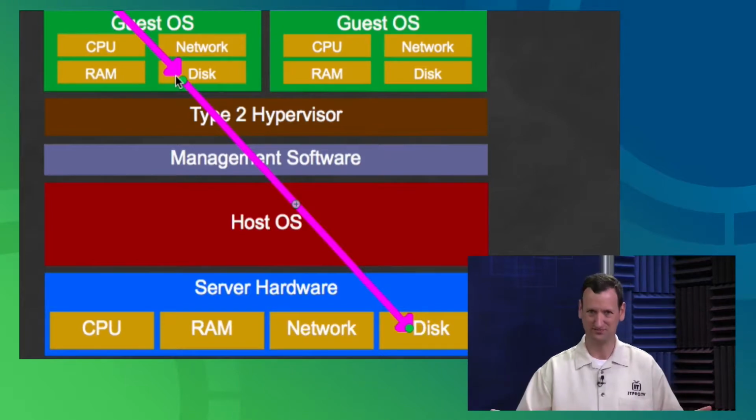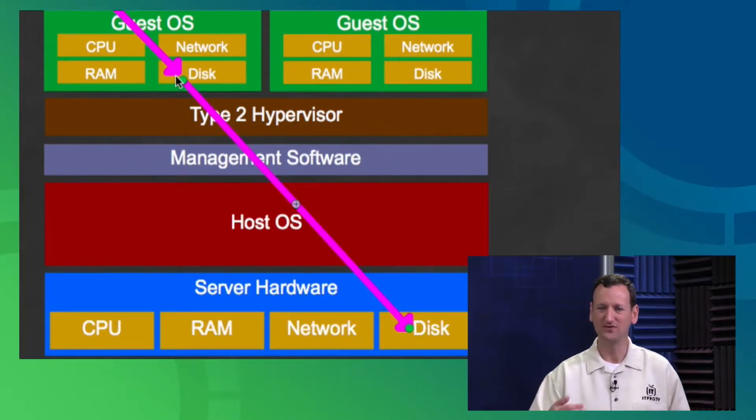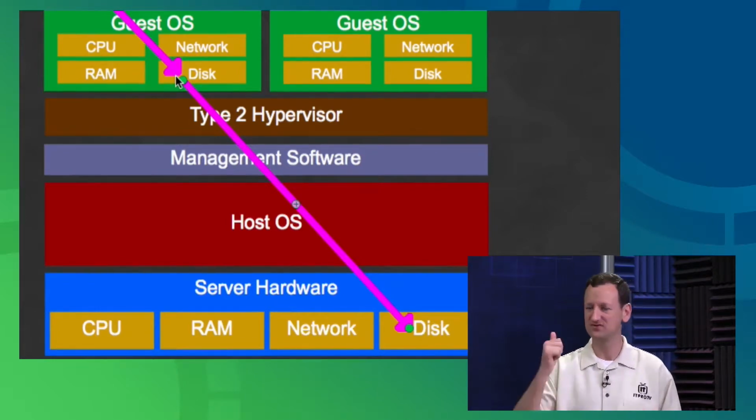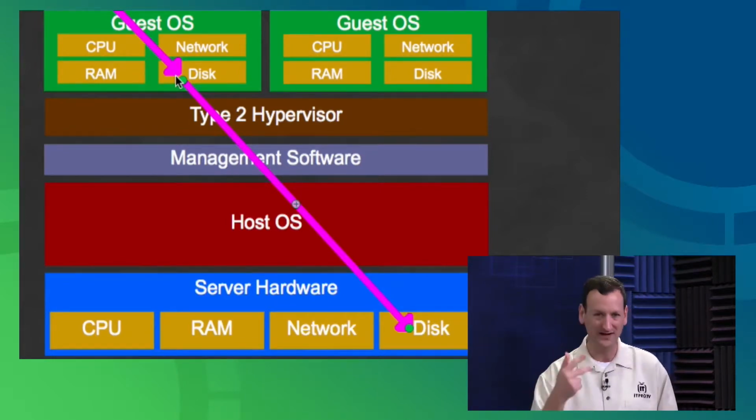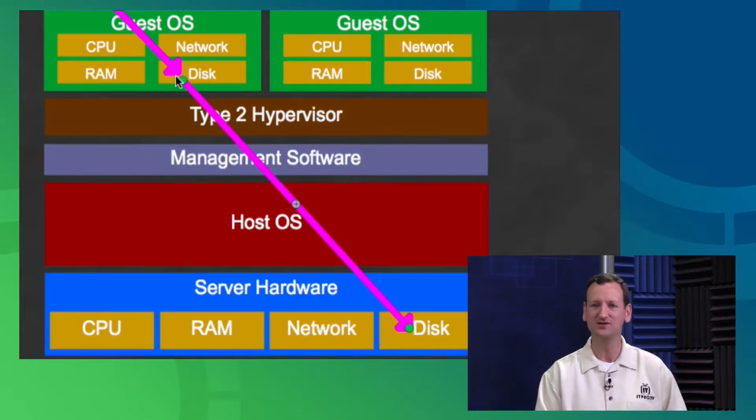And you probably see where the problem here is already. We have to do a conversion for every single thing. Every time we talk to the CPU, every time we talk to the network adapter, every time we write to the disk, every time we touch RAM, there's a conversion. And as a result, you take a performance hit.